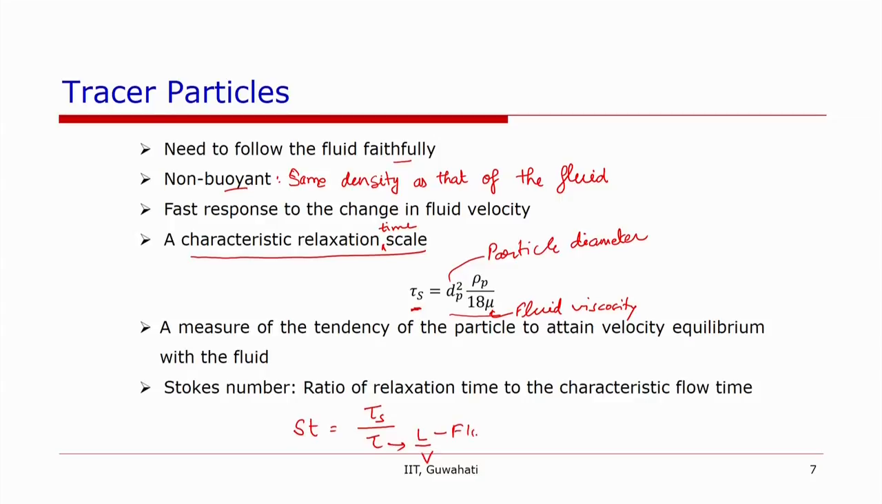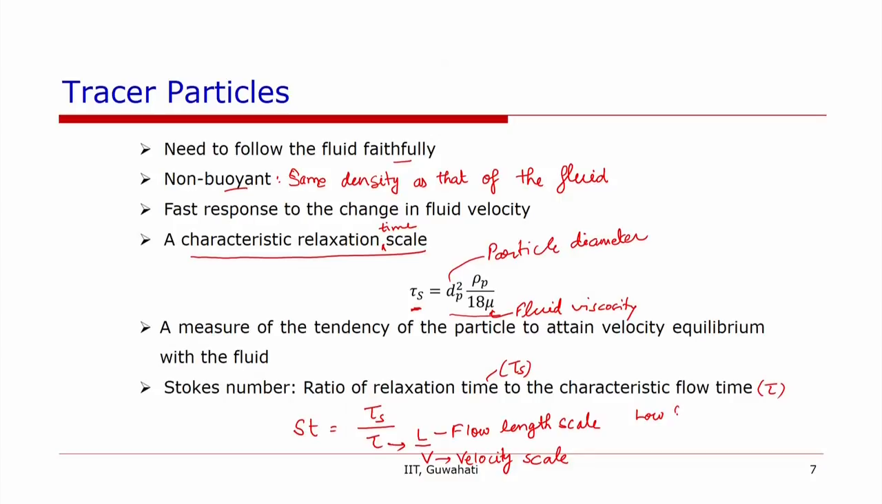So, the characteristic flow time is tau and the characteristic relaxation time we write as tau s, which is given by this. So, flow length scale, for example, in a channel, it will be the hydraulic diameter of the channel. V is the typical velocity or the average velocity in the channel. So, that gives us a measure of the tendency of the particles to attain the velocity of the fluid.